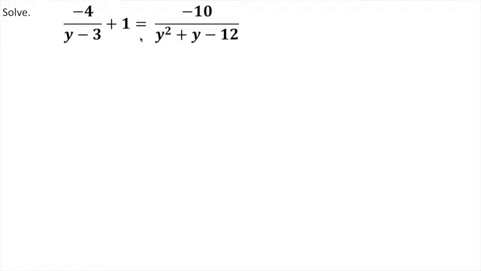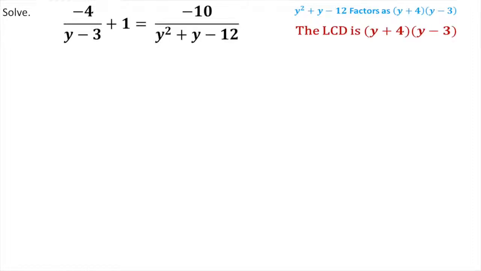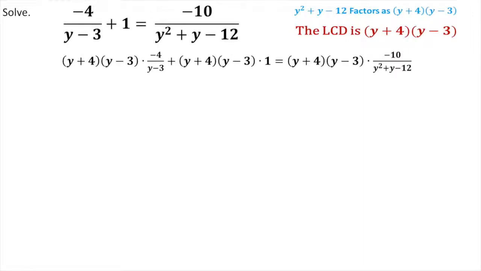All right, so on this one, our lowest common denominator, the first thing we have to do is factor this y squared plus y minus 12. That factors to y plus 4 times y minus 3. I've got a y minus 3 here, so my least common denominator is y plus 4 times y minus 3. So I'm going to do the same process. I'm going to multiply all the numerators, all the tops, by that portion here.